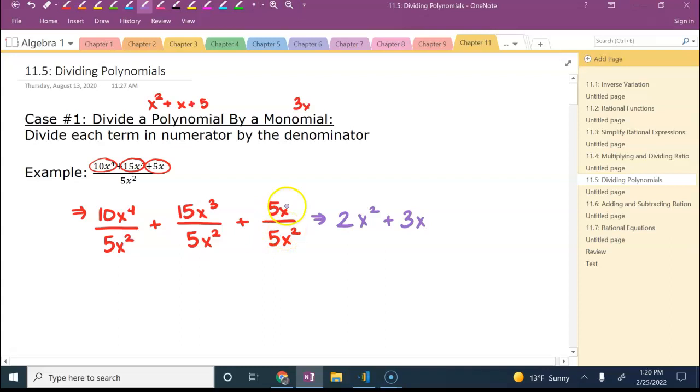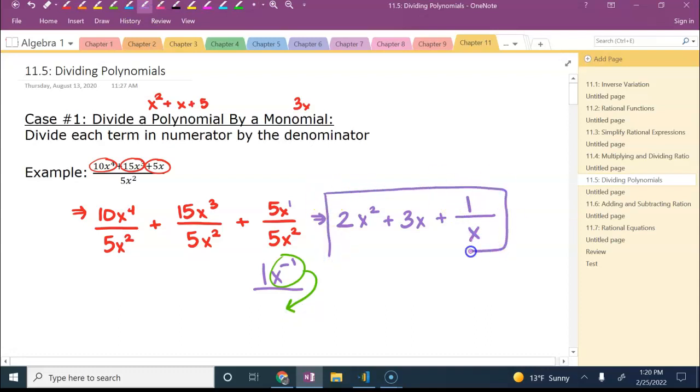But be careful here, because if you subtract 1 minus 2, that's going to be a negative 1. So what you're going to want to do for this one is make sure that you bring that x, because it would technically have a negative exponent. Like this would become 1 x to the negative 1. You're going to need to think about the fraction here and move this to the bottom of the fraction. So it would be 1 over x to the first power, or just x. And so this would be your answer after you divide it.